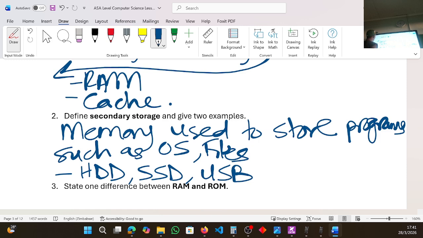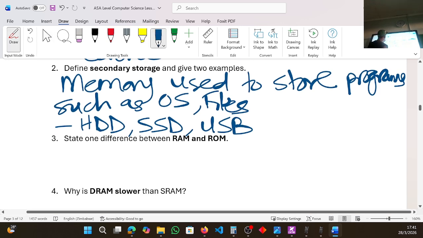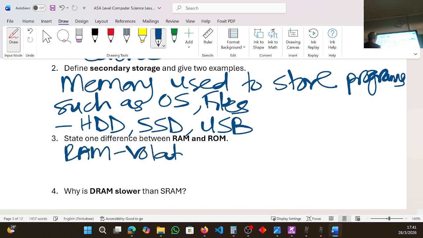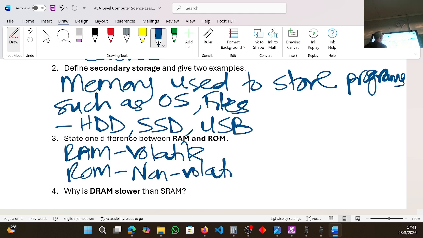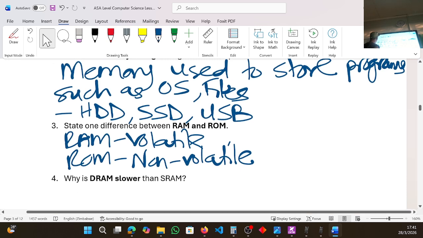State one difference between RAM and ROM. The major difference between RAM and ROM is volatility. RAM is volatile, and ROM is normally non-volatile. It's used to store some boot up information of the computer, like the BIOS. You don't need to make changes, so it will be read only.